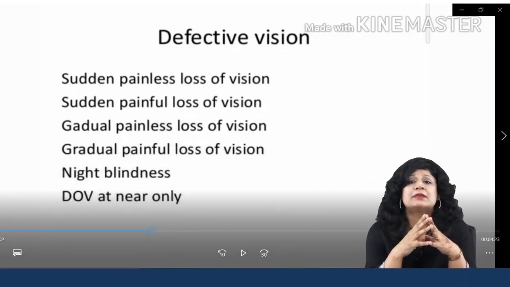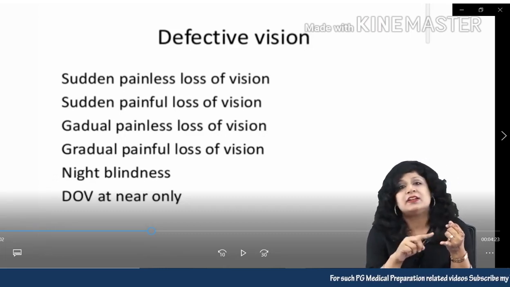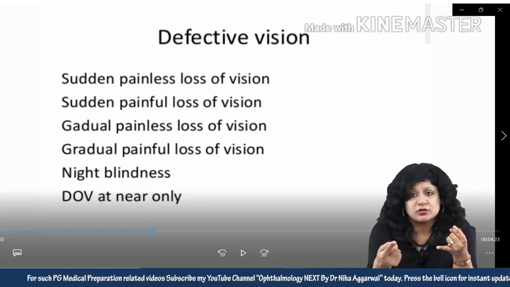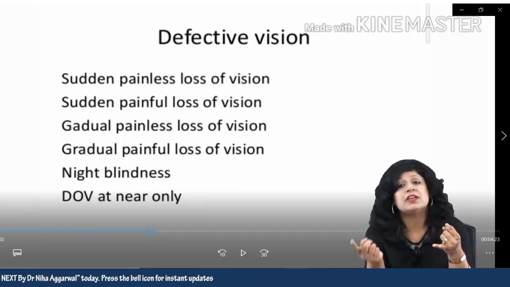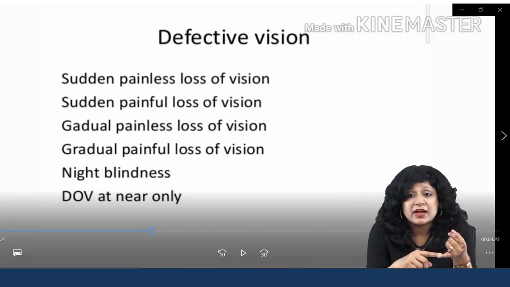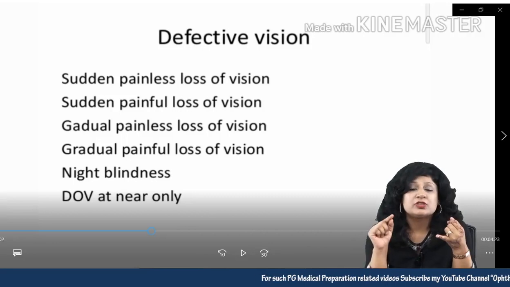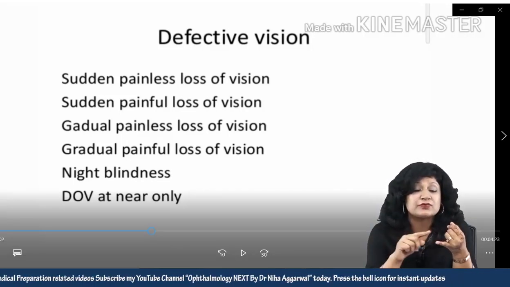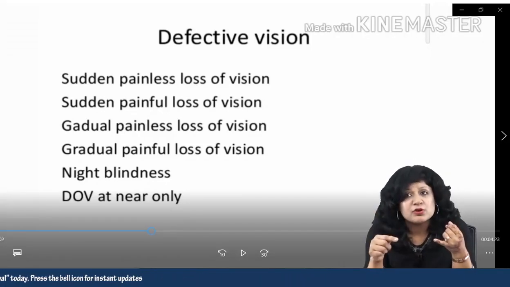Now when you are asking about the defective vision, you have to see whether it is gradual or whether it is sudden. Now you have to also see whether it is associated with pain or not. So it is painless or painful. So it can be sudden painful, sudden painless also. We can have gradual painless and gradual painful also. I think you must be knowing the different kinds, and I would like you to write all the options in the comment section, because these are the questions that you could be asked in your vivas. What are the DDs of sudden painless, sudden painful, gradual painless, gradual painful?